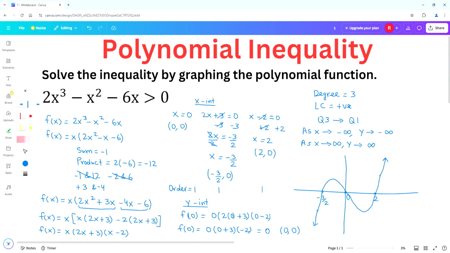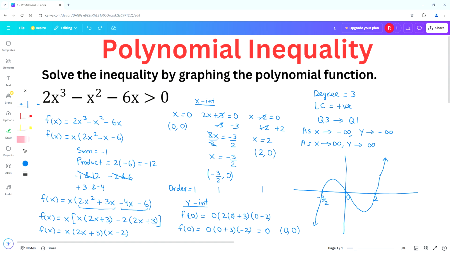We have to solve the inequality 2x cubed minus x squared minus 6x greater than 0. That means we have to find the x values where the graph of this polynomial function is above the x-axis. Because above the x-axis, the function value is greater than 0. We should not include the x-intercepts negative 3 over 2, 0 and 2 in our solution because at these x values, the polynomial function value is equal to 0. This is a very important concept we need to understand to solve this type of problem.